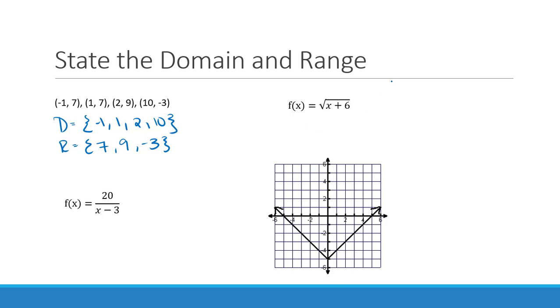Now, if you do have any type of square root, the one thing you do not want is negatives underneath your square root.